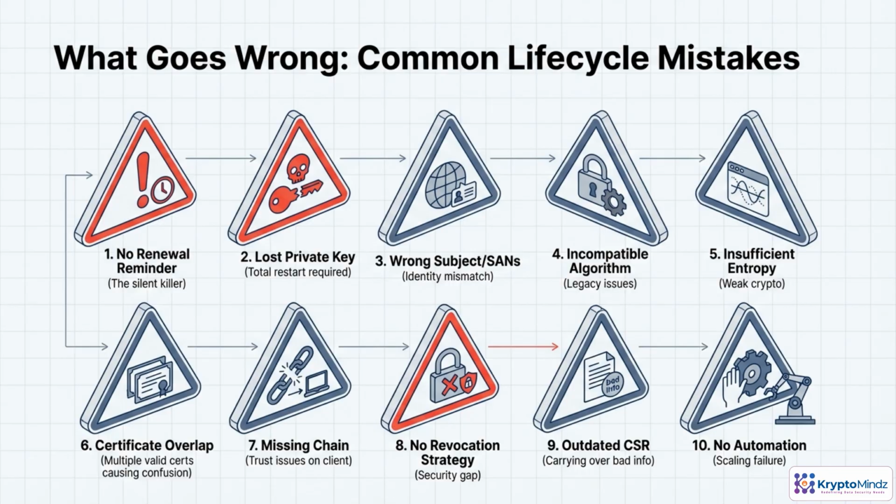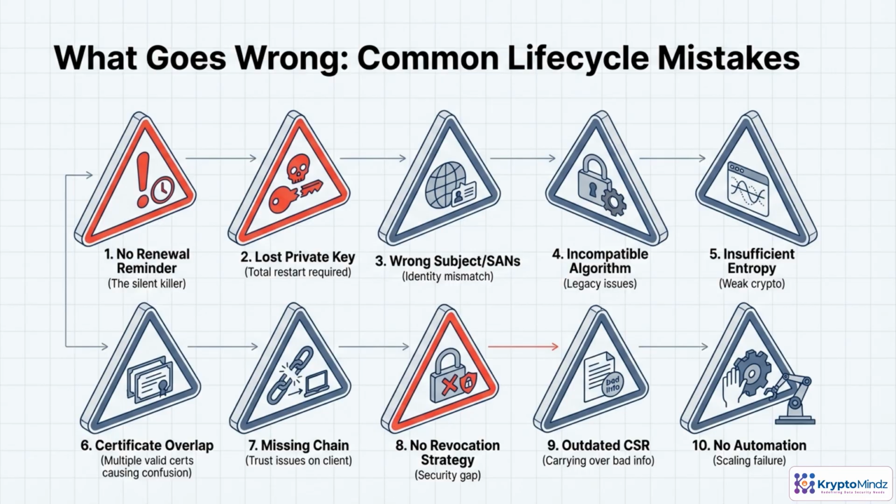Identity mistakes are next. If the subject or SANs don't match what clients expect, you get confusing certificate not valid errors, even though the crypto is fine. Add legacy algorithms or weak randomness on top, and you've turned a trust mechanism into a liability. Then come lifecycle conflicts. Running overlapping certificates for the same service without a plan confuses both humans and systems. Forgetting to publish the full chain or misconfiguring intermediates means clients can't build a path to your trusted root.